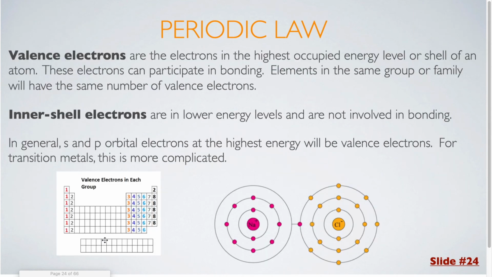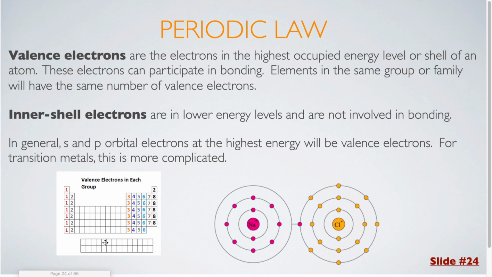Valence electrons are the electrons in the highest occupied energy level or shell of an atom. These electrons can participate in bonding. Elements in the same group or family will have the same number of valence electrons, just like on the checkpoint slide on the previous slide. So we had one valence electron for each of the elements in group 1.